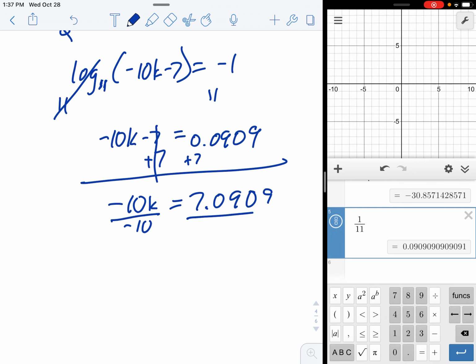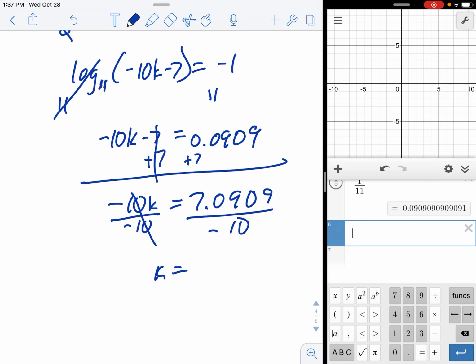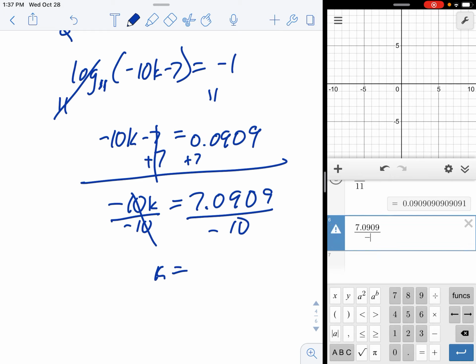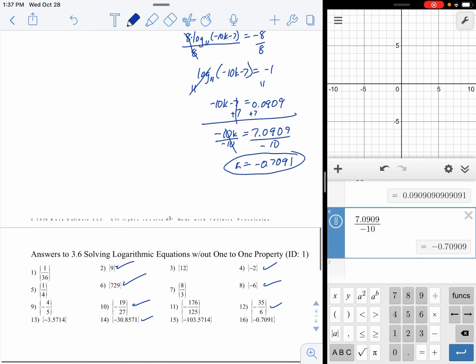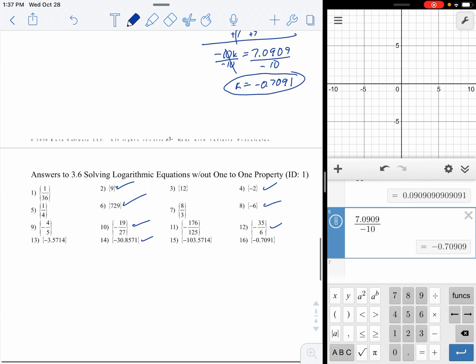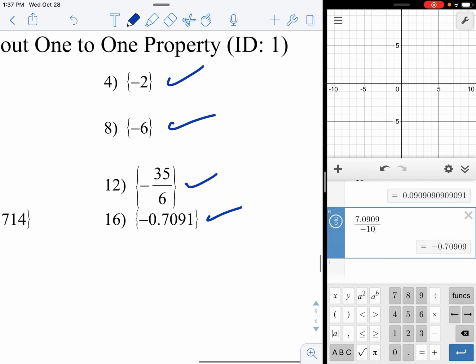Divide both sides by negative 10. So 7.09. Wow, this thing is not cooperating with me. Divided by negative 10, negative 0.7091. So I'm following rules of rounding. That should be right. Hopefully I didn't mess it up. Yeah, I felt like I was fumbling through that whole thing because the calculator wasn't working for me, but there we go.